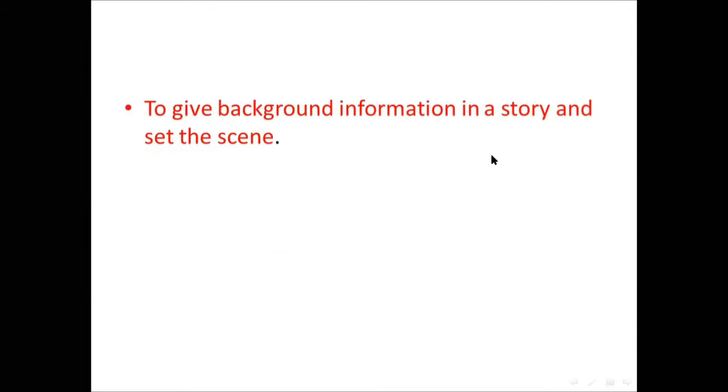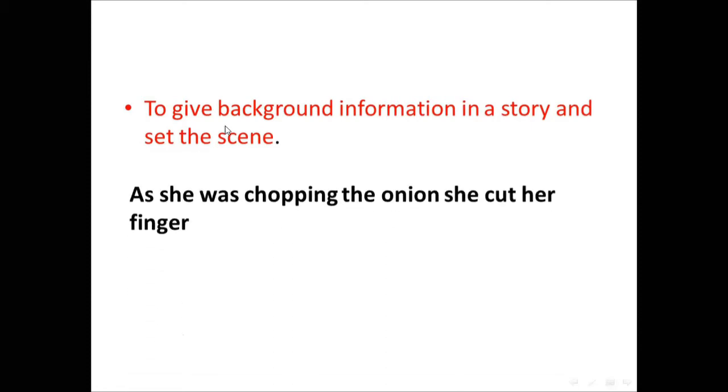The second use, or next use. Now here the example. As she was chopping the onion, she cut her finger. Now here the past continuous tense is "was chopping". Okay. And here the indicator I use is "as".